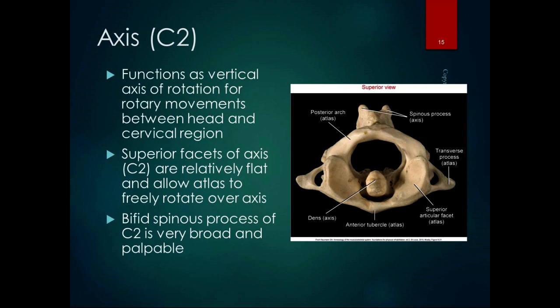So the whole point of C1 and C2 is that rotation of the head and neck, and they're different. So take a look at it. The axis, the process that articulates with the atlas is called the dens or the odontoid process. That'd be a good thing to be able to identify on the bony landmark portion of the practical.